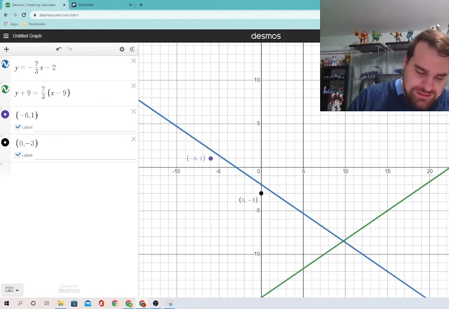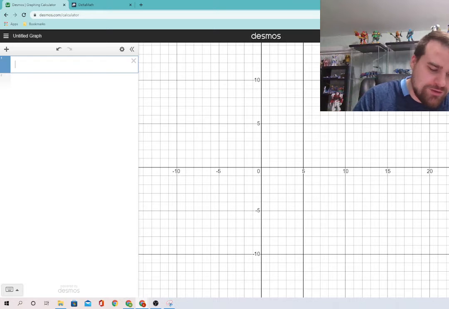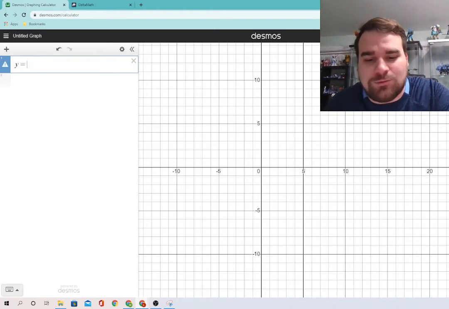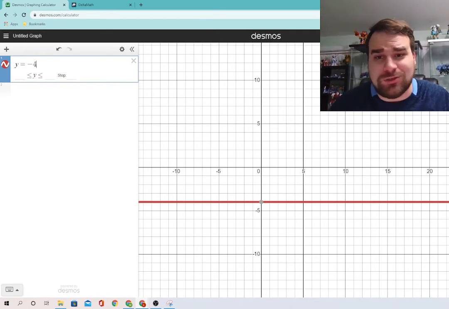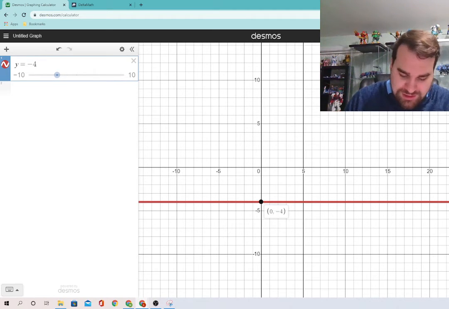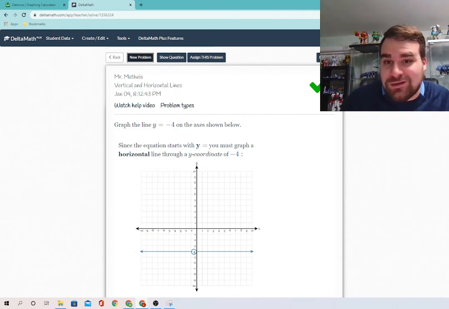Now, let me take down all this stuff. I have a bunch of stuff from another video up still here. But we can actually type equations like this in here, y equals -4, and use it to check our work. Checking our work's always really important, right? And take a look at this. You can see here, it goes through -4 on the y-axis, and it's a horizontal line. So this can really help us out and kind of clue us in a little bit as well to what we're looking for.